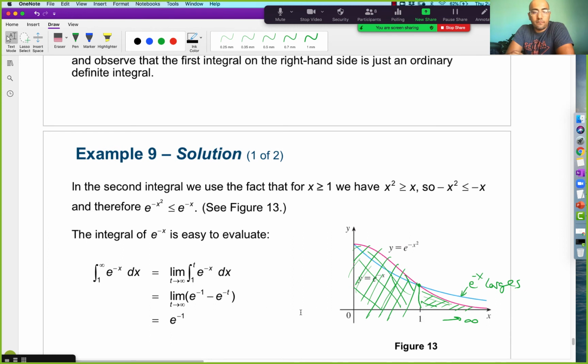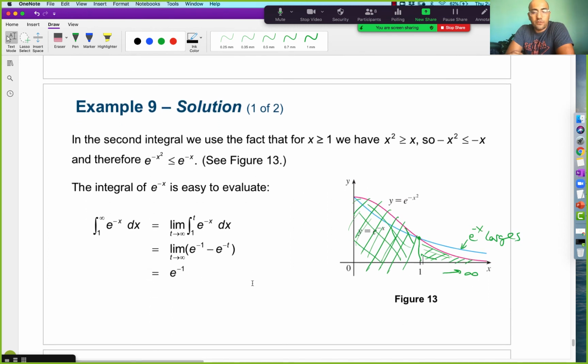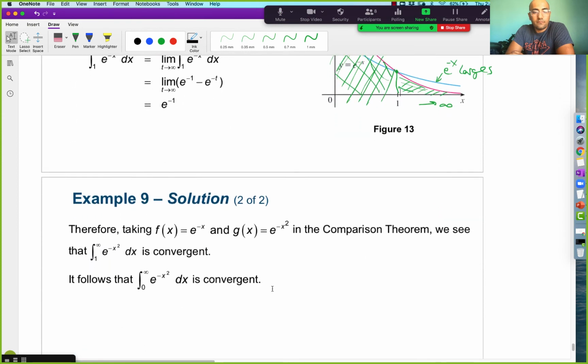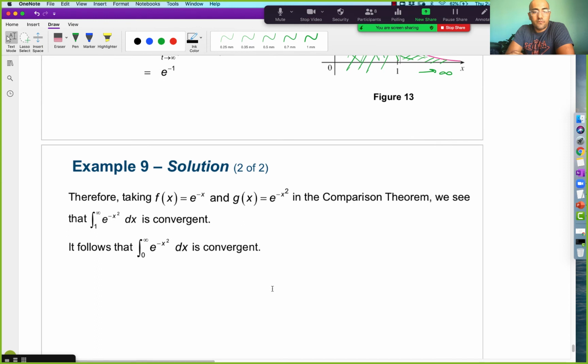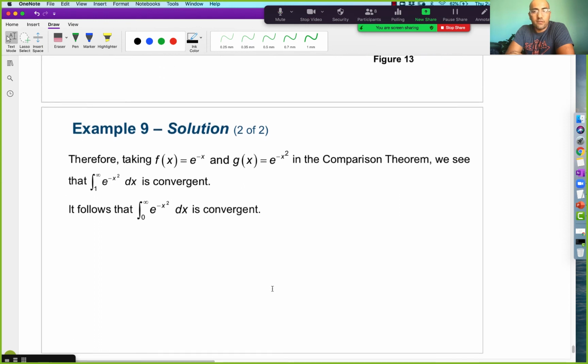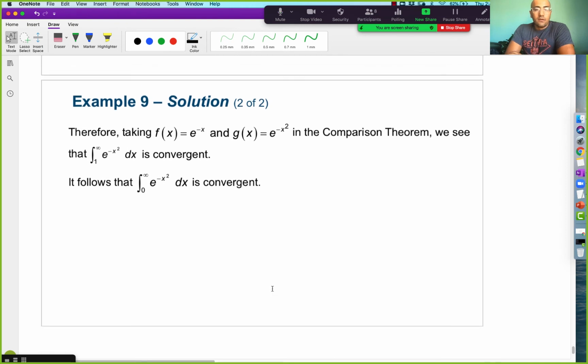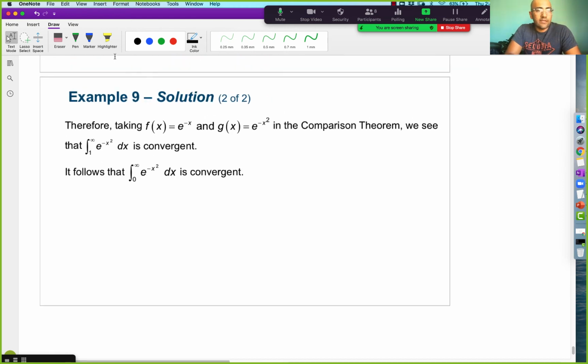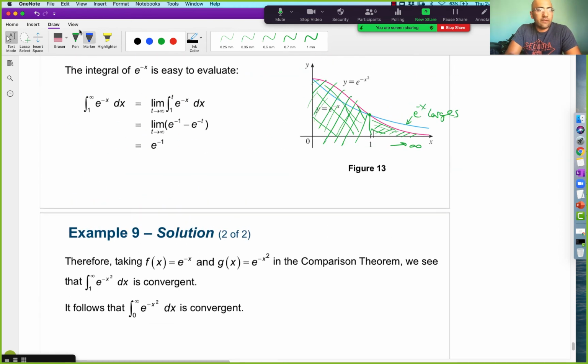Good. Questions, questions, questions? Good. So by the comparison test, we established that that function converges. Good. Okay, that's the end of the PowerPoint. Let's look at some problems from that section, and then we'll be all done from Chapter 7.